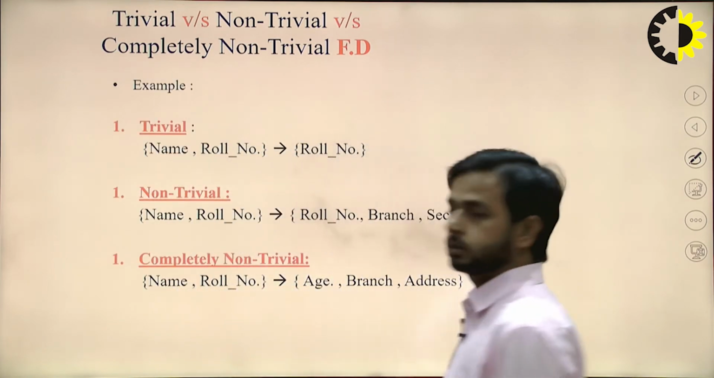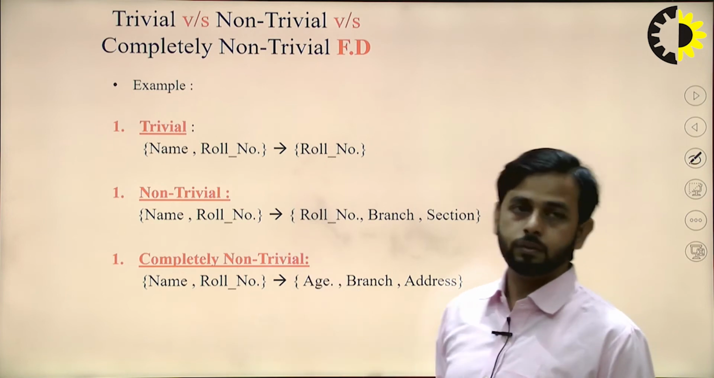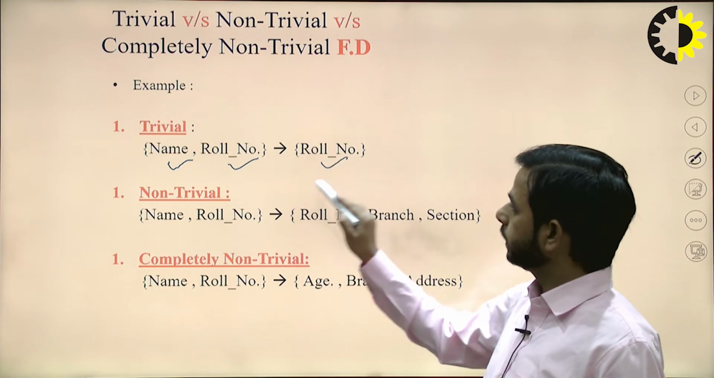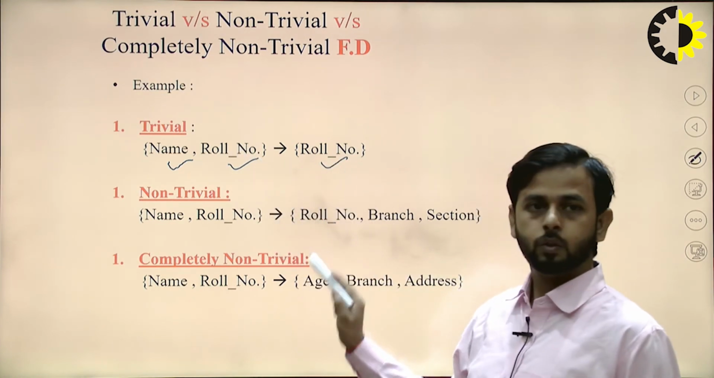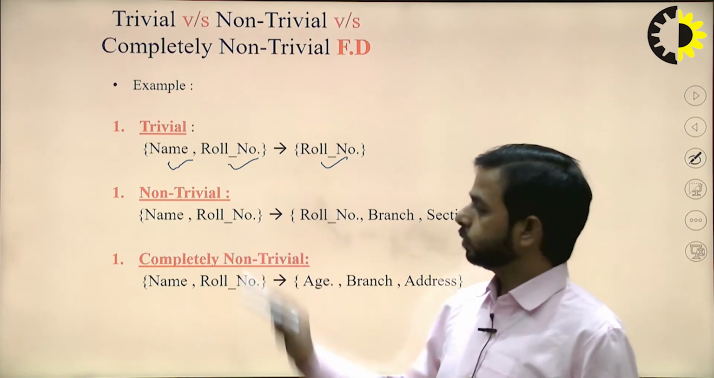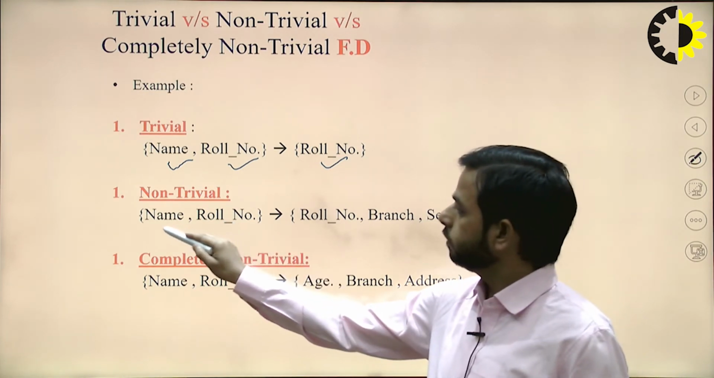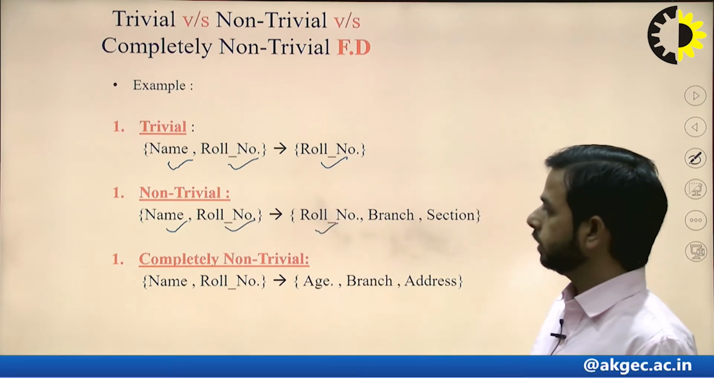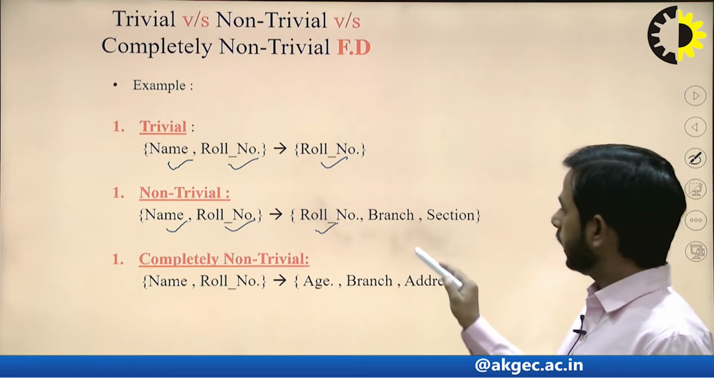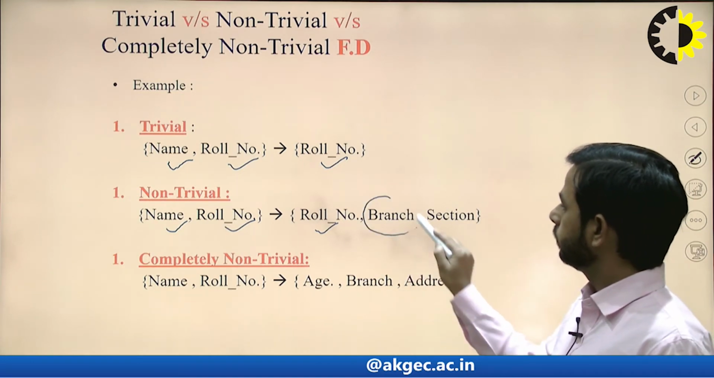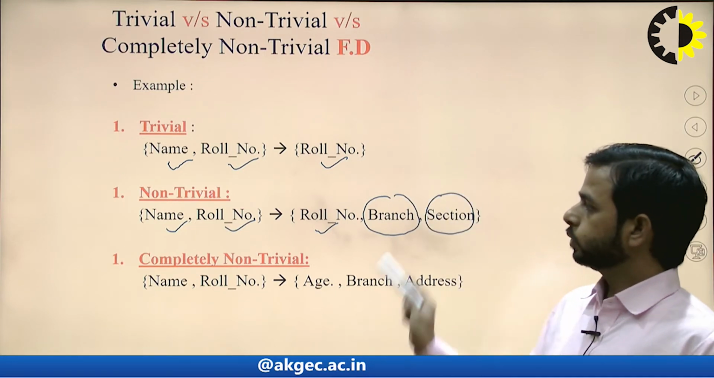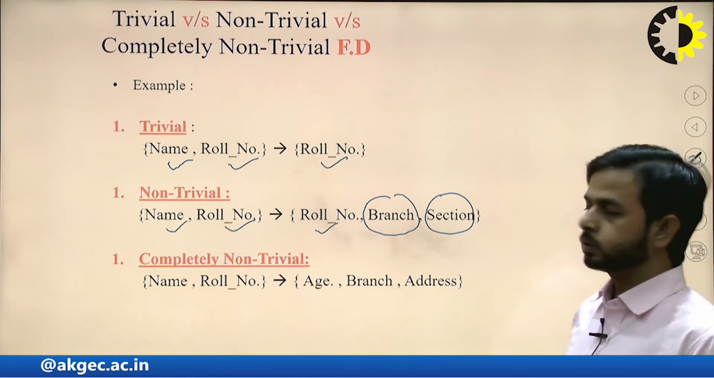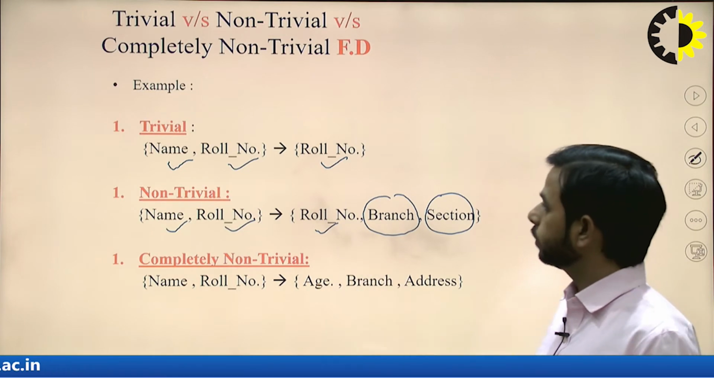Next, see some real examples. In a trivial functional dependency, suppose name and roll number determine the roll number. If we know the name and roll number, then we can determine the roll number trivially. Next, see the non-trivial functional dependency. Suppose we have name and roll number. From these name and roll number, I can identify the roll number. Apart from roll number, I can also identify section, branch and section. So these are not included on the determiner side. So it is a non-trivial functional dependency, but there is something common.